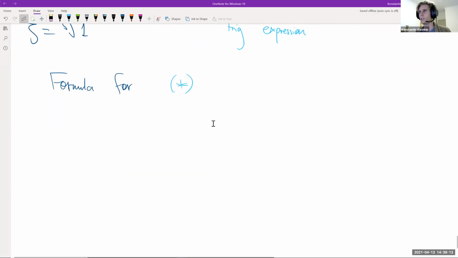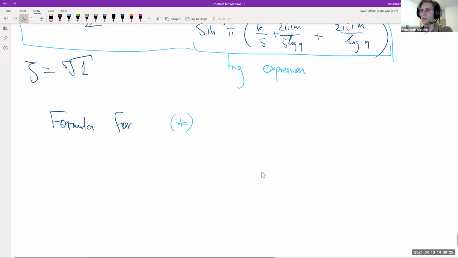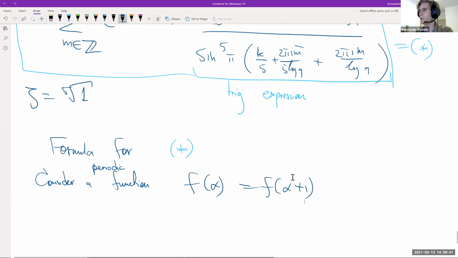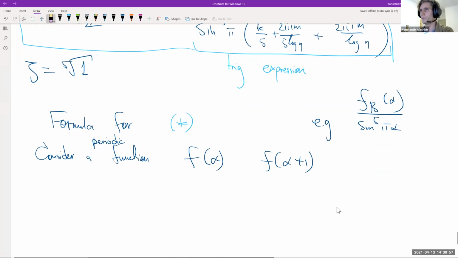First of all, let me try to speculate on whether it's a section of some interesting line bundle or whatnot. Consider a periodic function, f of alpha is equal to f of alpha plus 1. An example would be this trigonometric expression, e.g. f_B of alpha over sine 5th power of alpha. I mean, it's almost correct. There is some minus sign involved.